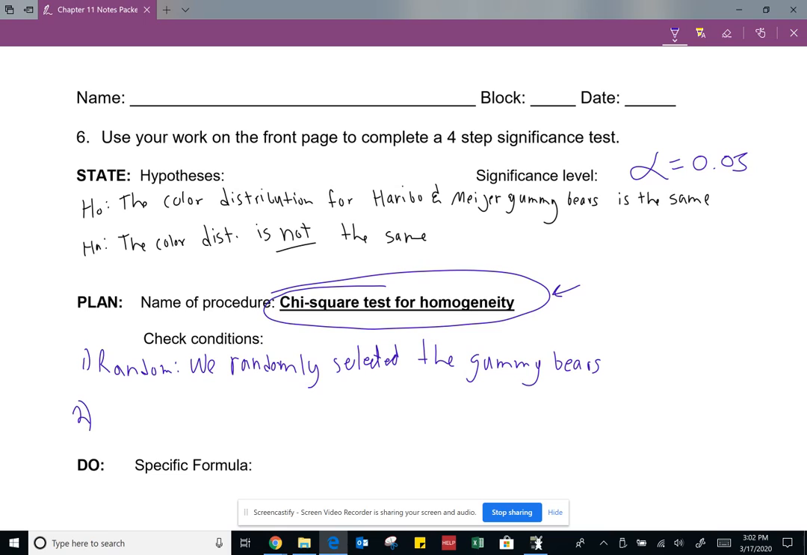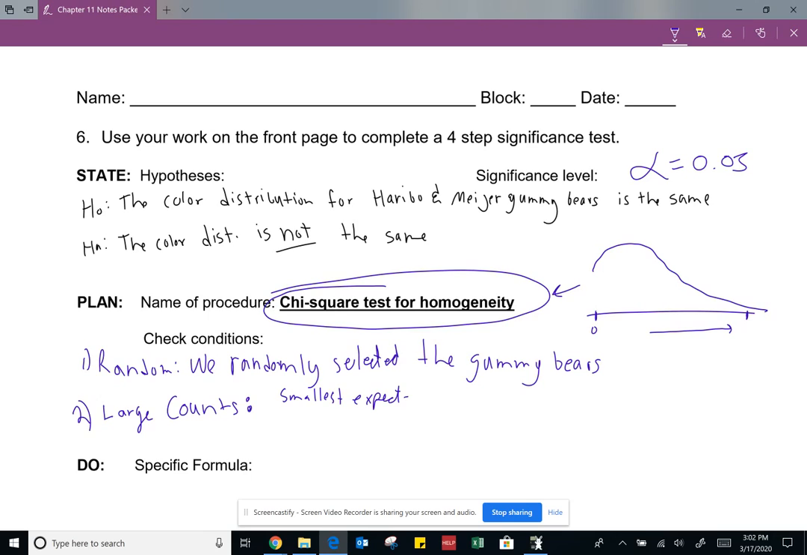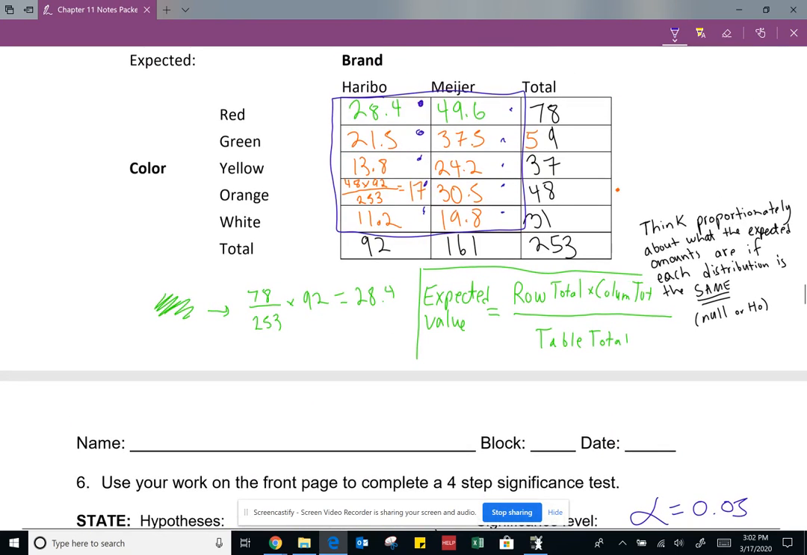And then the last condition we have to check is large counts. Are our expected counts large enough for this data to be valid? Again, we are not checking for normality, because most of our data should be close to 0, with very little of our data getting far away from 0. Because the farther away you go over here, the farther away your expected values are from what you observe. So for large counts, you say the smallest expected was, what would it be?